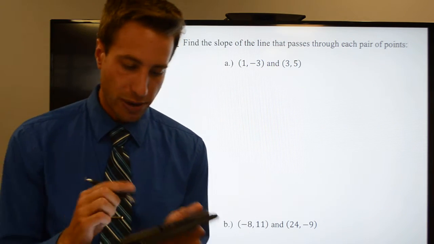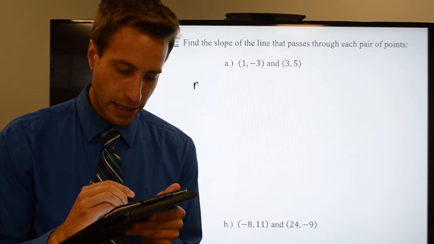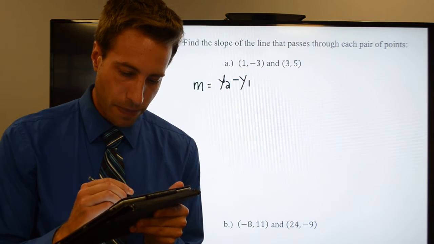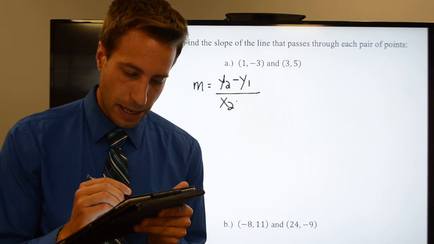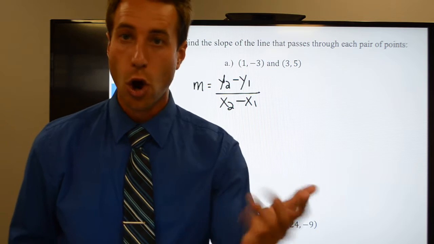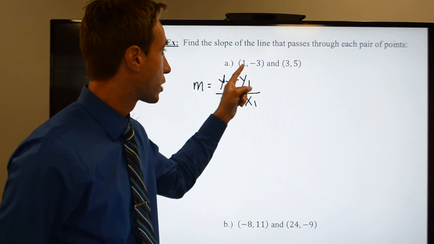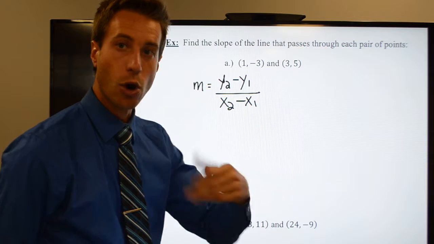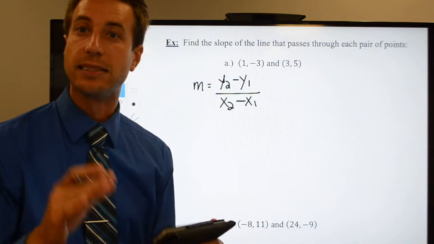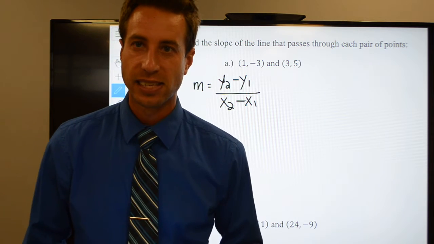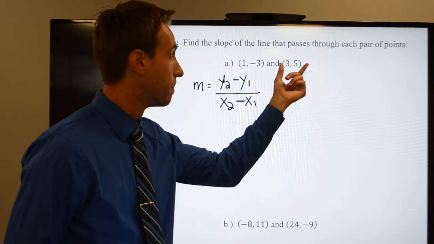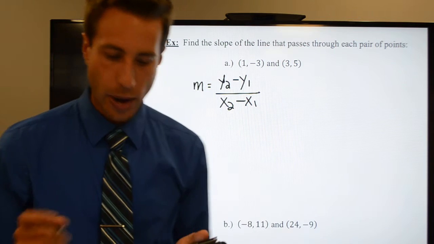Well, we just learned on the previous page that slope m is equal to y2 minus y1 over x2 minus x1. And we also learned way back on the first page of the notes, order doesn't matter. This can be x1, y1, x2, y2, or you can switch it: x2, y2, x1, y1. It doesn't matter. You're going to get the same number either way. I prefer to make my first point x1, y1, x2, y2. So let's go ahead and do that.